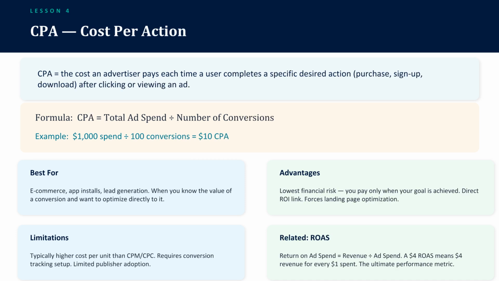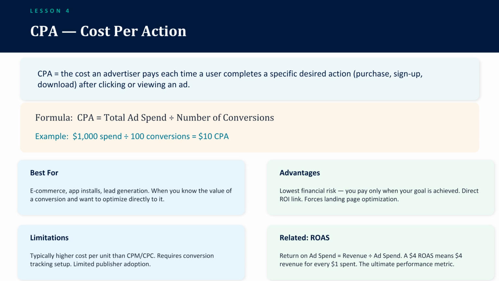CPA is the advertiser's dream model. You only pay when something valuable happens. But publishers and platforms often resist pure CPA because they bear all the risk. Many platforms offer target CPA bidding, where you set a goal CPA and the algorithm optimizes toward it. The formula: CPA equals total ad spend divided by number of conversions. Spend $1,000, get 100 conversions. CPA equals $10 per conversion.